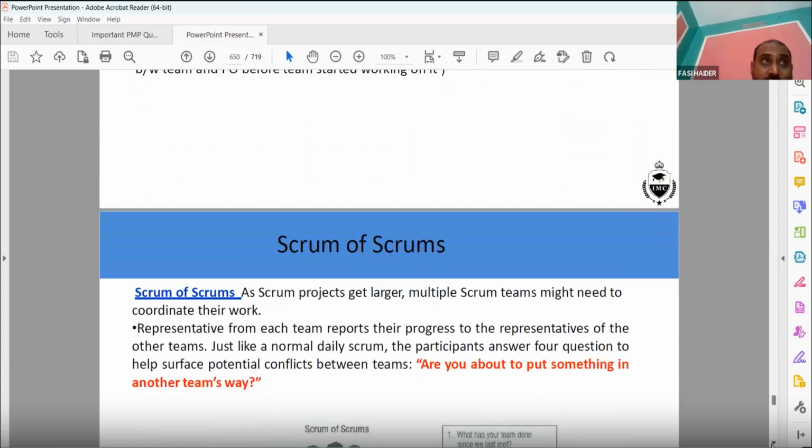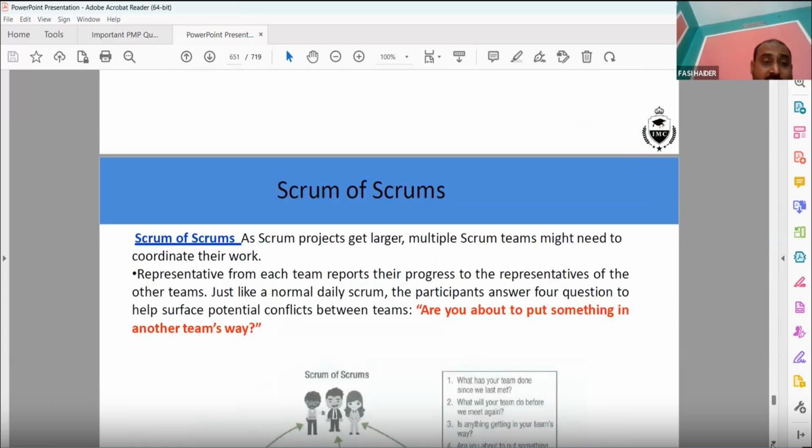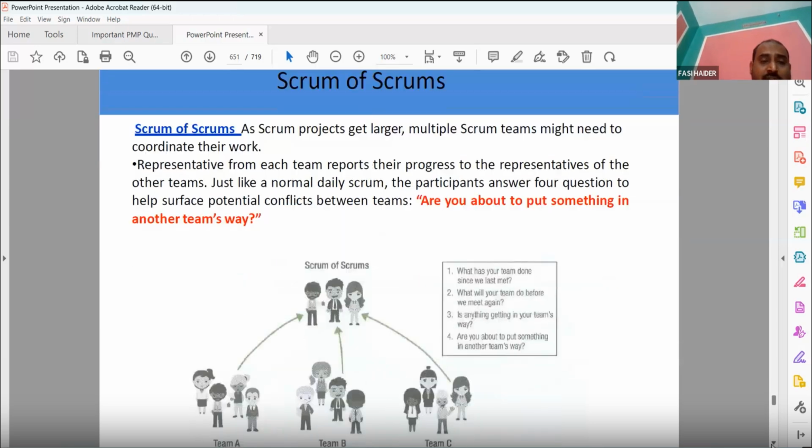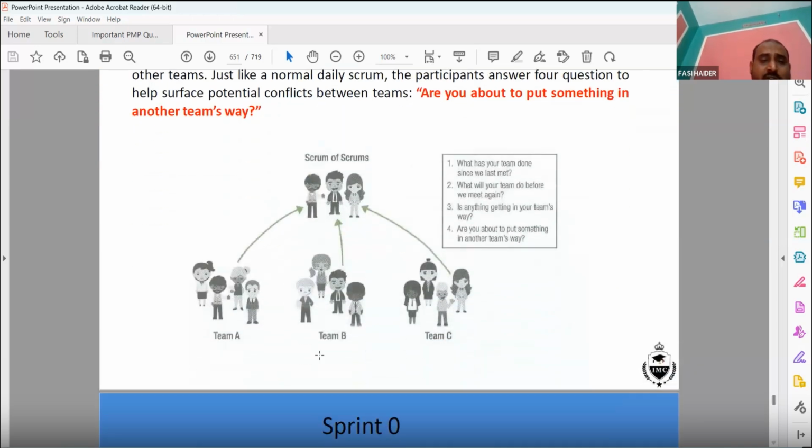Done means the feature is fully tested and functioning, then it will be called done. Scrum of Scrums, what is the Scrum of Scrums? It's like there are different small Scrum teams. So all the Scrum masters, or you can think of them as project managers, go and meet in the Scrum of Scrums.